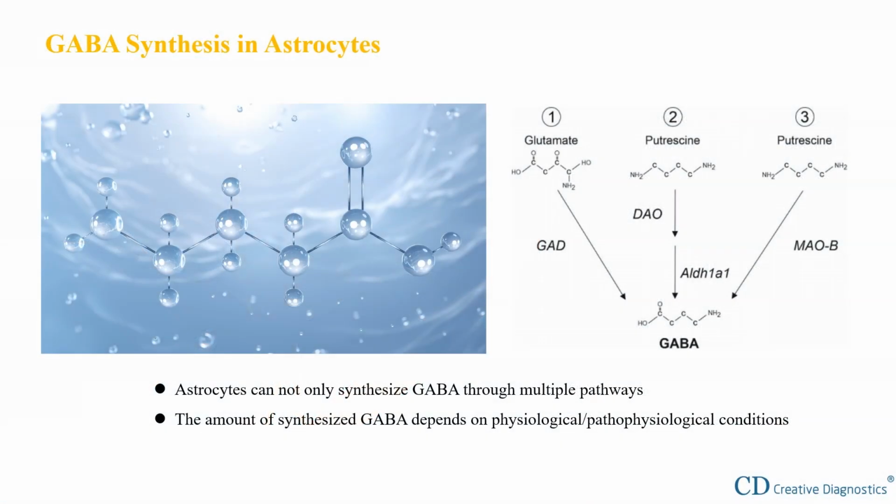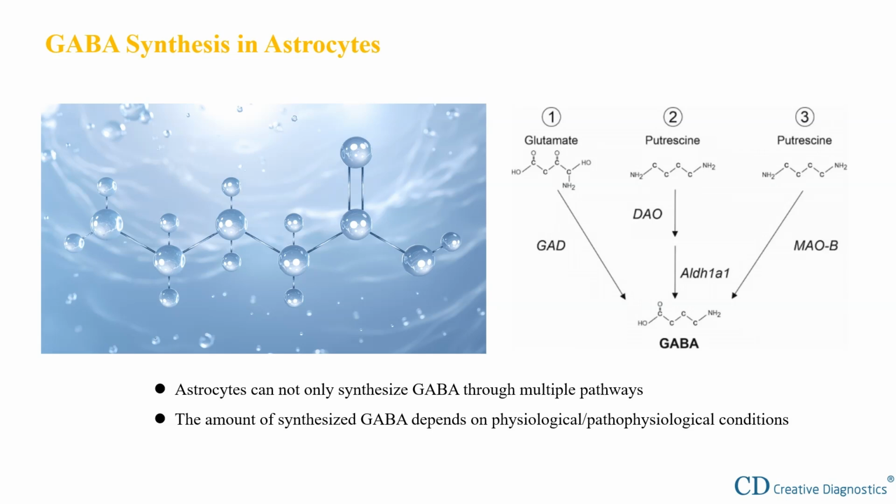GABA has been considered to be synthesized mostly by neurons. This conclusion was based on biochemical data, suggesting that the astrocyte expression of GAD, as the classical enzyme synthesizing GABA, is too low to produce a physiologically relevant amount of GABA.